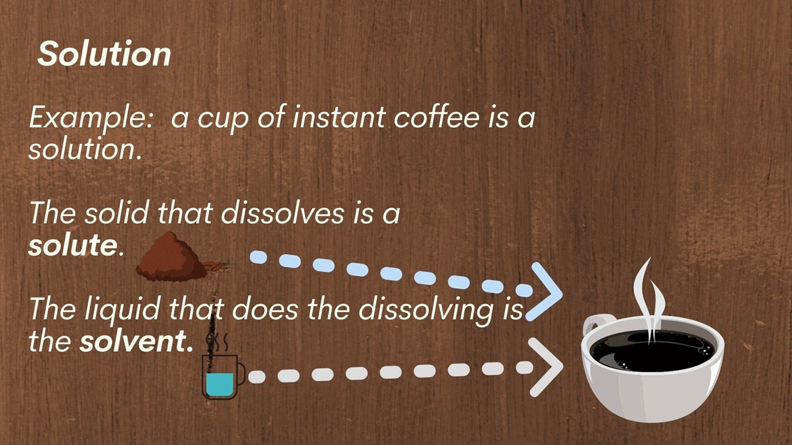Again, in a solution, remember children, that it has two components. What are the two components of a solution? A solution must have a solute. What do we mean by solute? A solute is a solid that dissolves in a liquid. So, lahat ng mga nalulusaw sa liquid, yan ang tinatawag na solute.